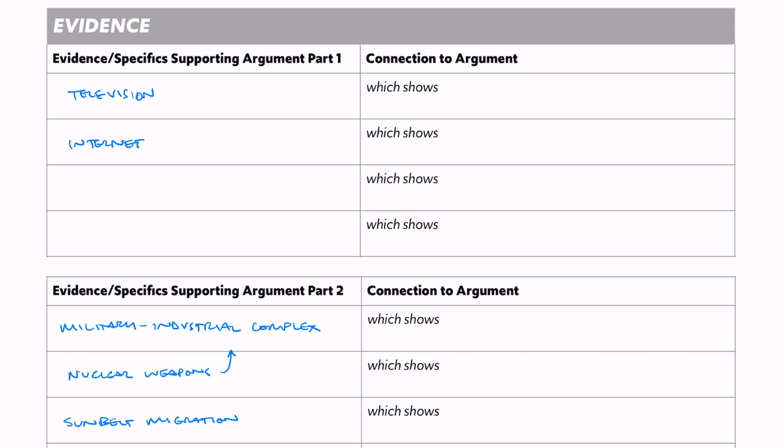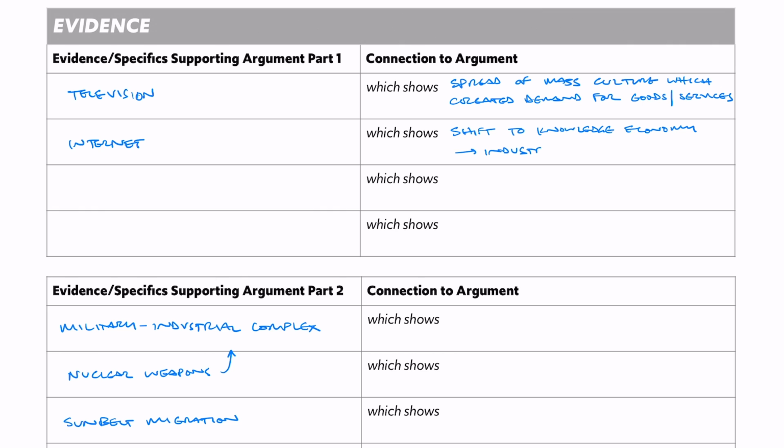So television shows change in the economy because of the spread of mass culture, which created demand for those goods and services. The internet did similar things, but I'm going to talk about how the introduction of the internet led to a shift to a knowledge economy, and the industrial sector then shifted overseas, which of course is a huge change to the US economy.